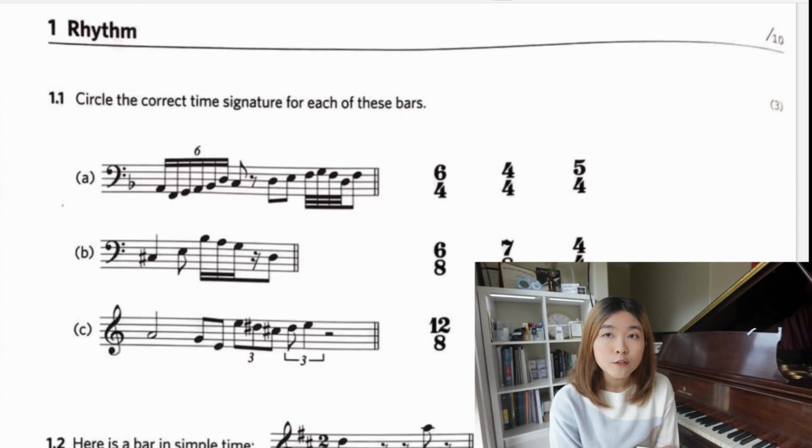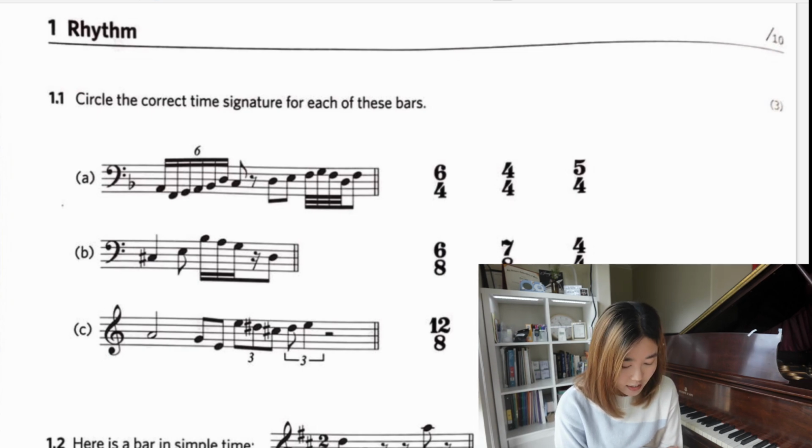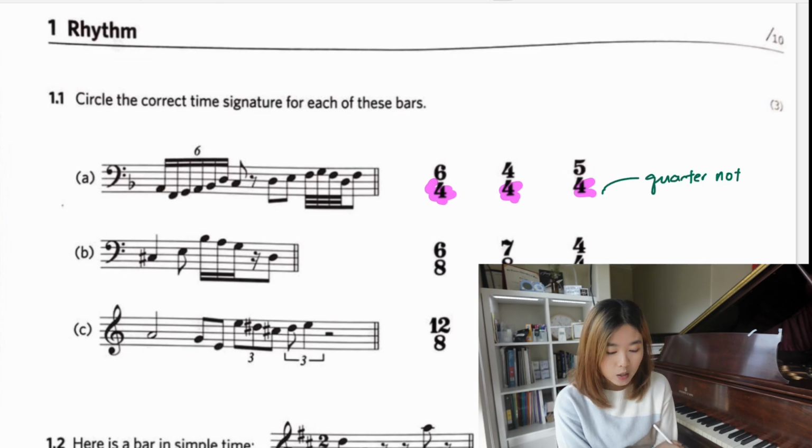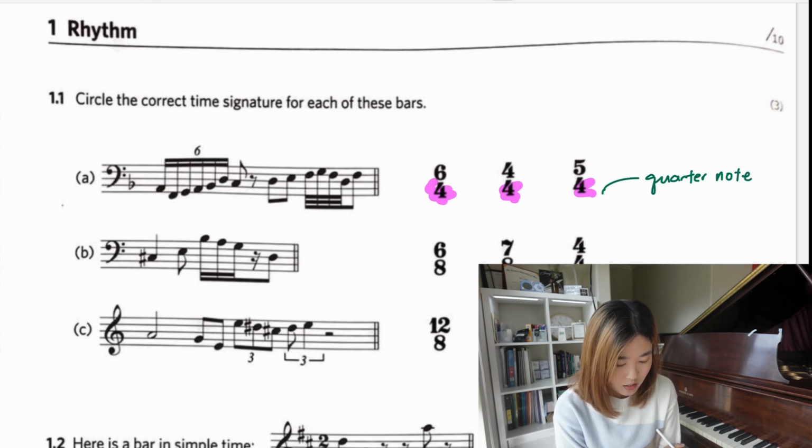Let's look at the first option, A. We have 6/4, 4/4, 5/4. So we have to see how many quarter notes are in the measure. The bottom 4 represents the quarter note. So now we have to see how many quarter notes we have in this measure.